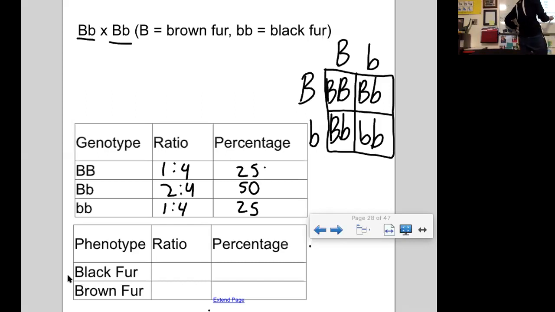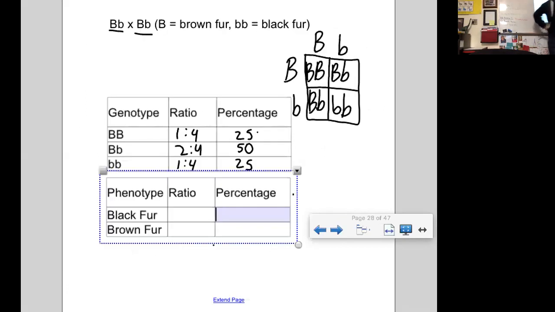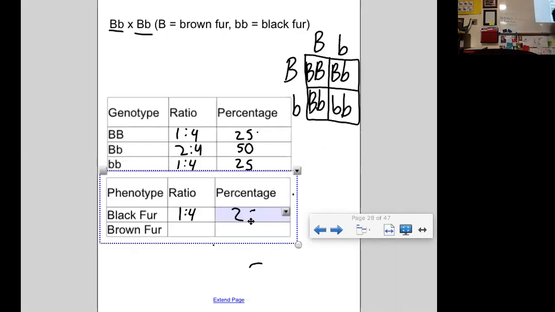So phenotype means what you can see. Now, black fur is recessive. The only way you can be black is 2 little b's. So, how many boxes are little b, little b? 1 out of 4. What's the percent? 25. And brown fur? 3 out of 4. 75%.